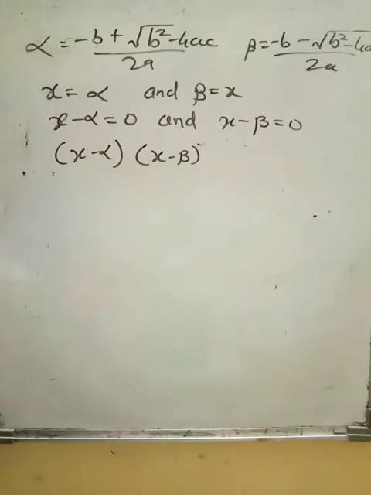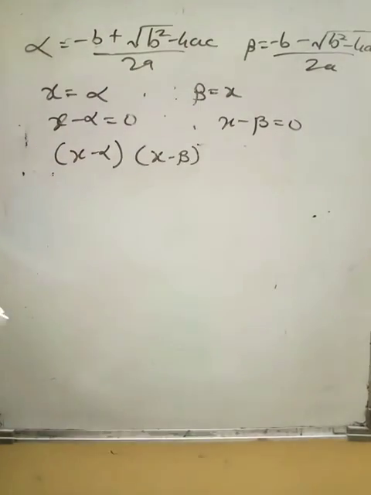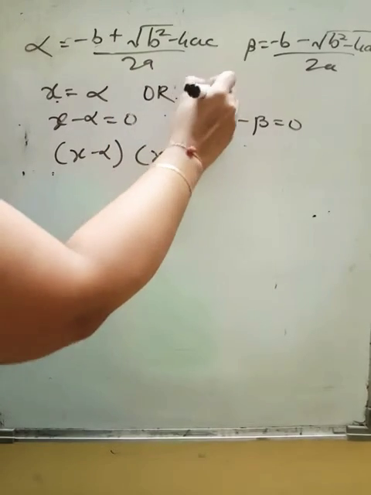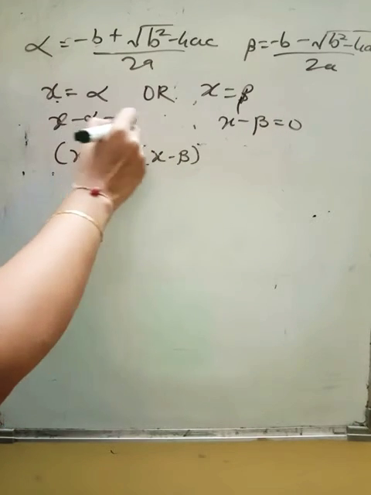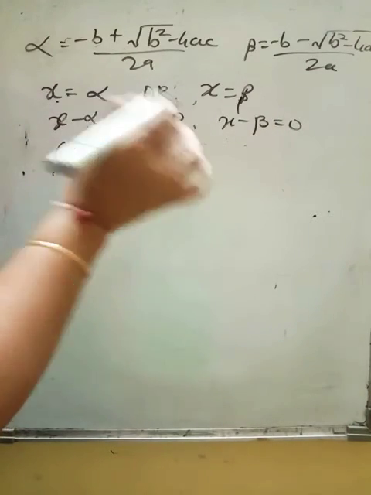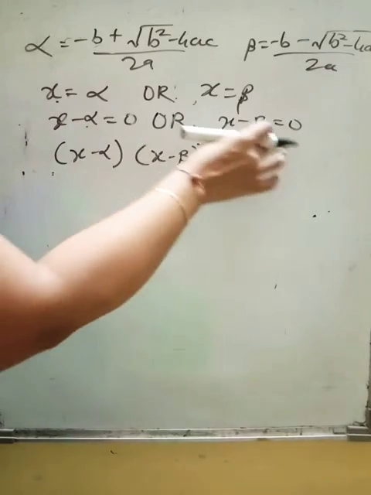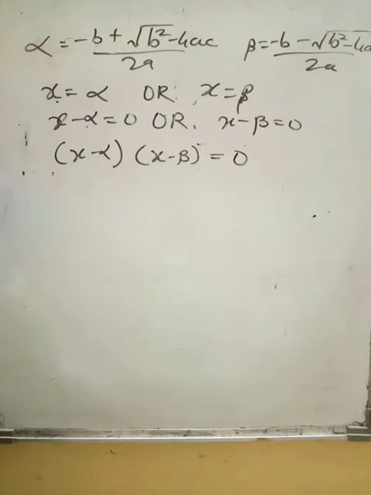Okay, just a minute. What we used to write down? Yes. So x is equal to alpha or x is equal to beta. So that means either x minus alpha equal to 0 or x minus beta equal to 0. So what does it mean? Either this is 0 or that is 0, so their product will surely be 0. Right? So x minus alpha equal to 0 or x minus beta equal to 0.